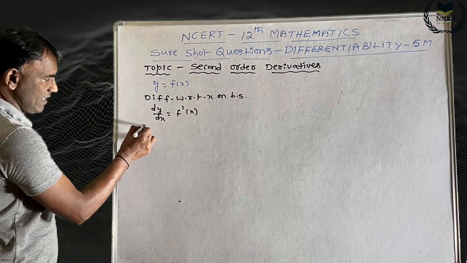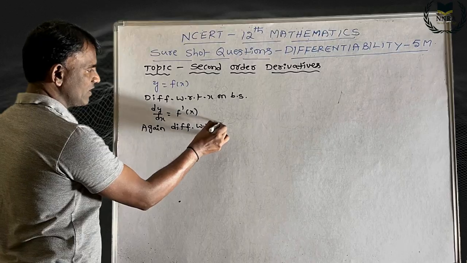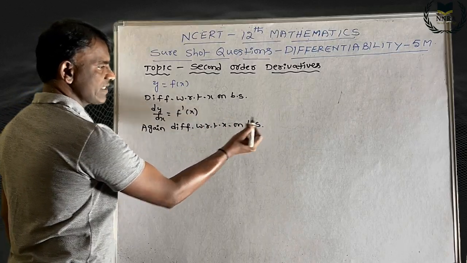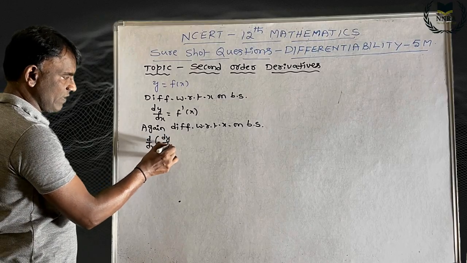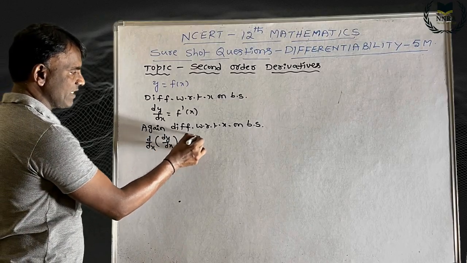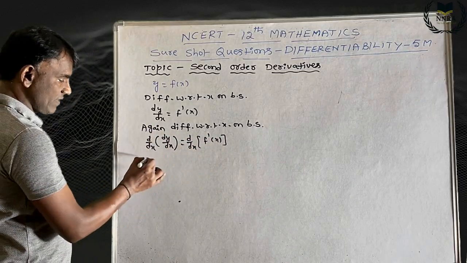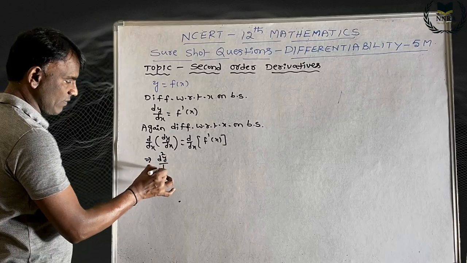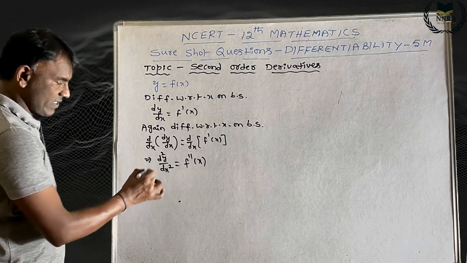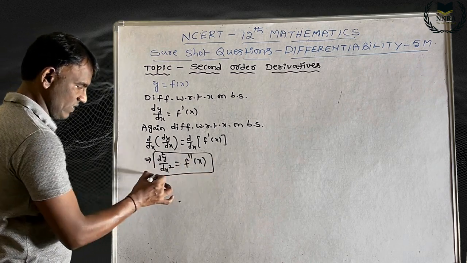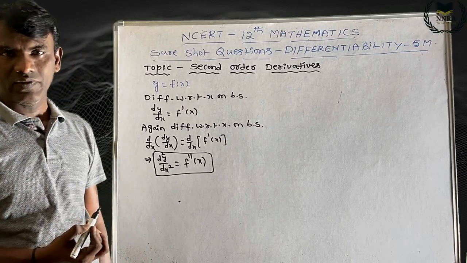Now write here again, differentiate with respect to x on both sides. Then this can be written as d by dx of dy by dx, and on the right side d by dx of f dash of x. So d by dx of dy by dx can be written as d square y by dx square, and here it is f double dash of x. So this is called the second order derivative. Suppose you want the third order derivative, once again you have to differentiate on both sides with respect to x.